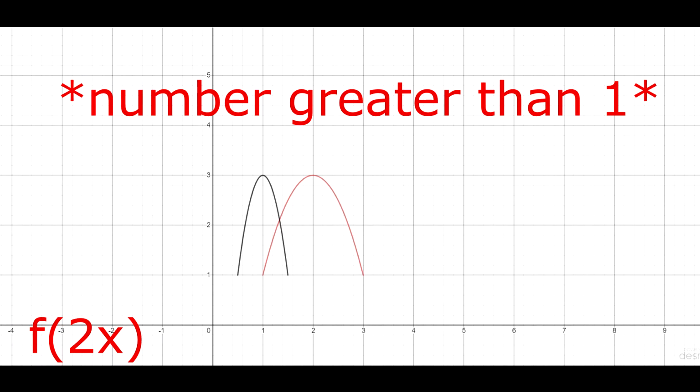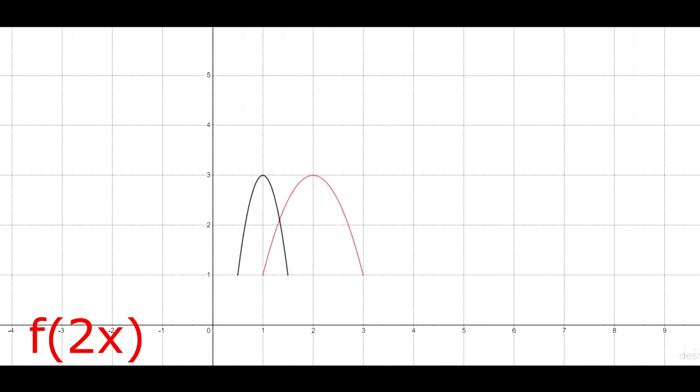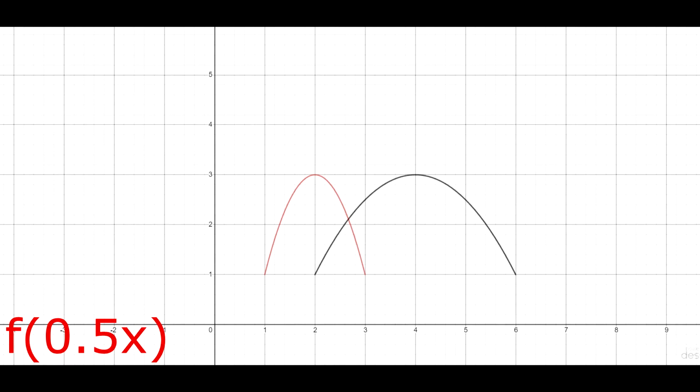By putting a number greater than 1 inside the function, we would horizontally compress it. For example, by putting 2, we would horizontally compress it by the factor of 2. By putting a number greater than 0 but less than 1 inside the function, we would horizontally stretch the function. For example, by putting 0.5, we would horizontally stretch the function by the factor of 0.5.